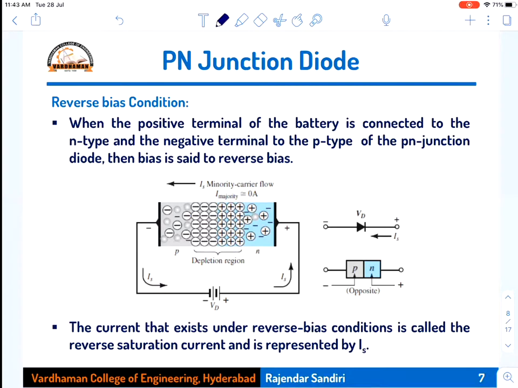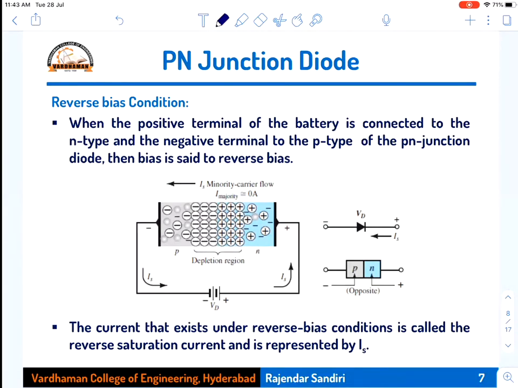Now in reverse bias, what happens? In forward bias, the polarities of the battery push the charge carriers towards the junction. In reverse bias, the polarities of the battery pull the charge carriers away. Holes on the p side are drawn away to the negative terminal of the battery, and electrons on the n side are drawn away to the positive terminal of the battery.